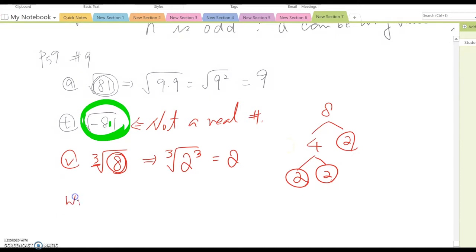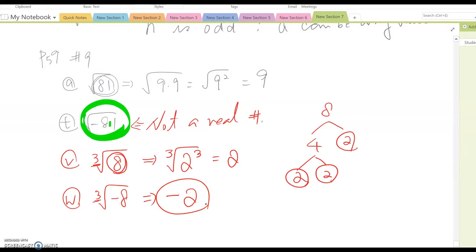And the w case, cubic root of negative 8. So from the previous video, in the cubic case, we can take out the negative here. So negative something cubed is still negative here. Then 8 is 2 cubed, so negative 2 should be the answer.